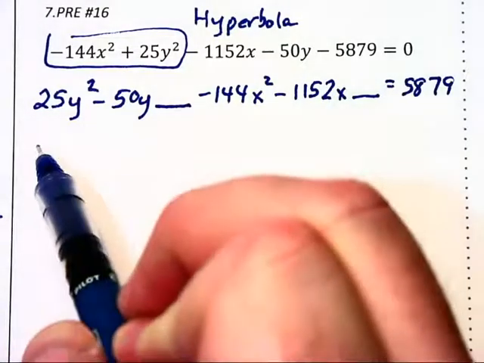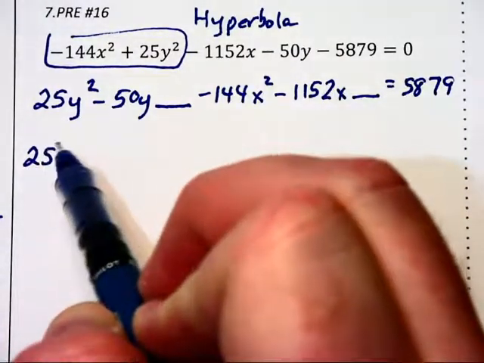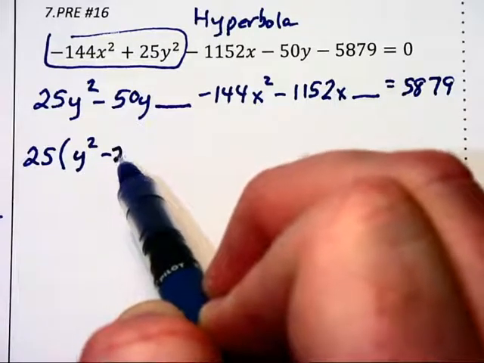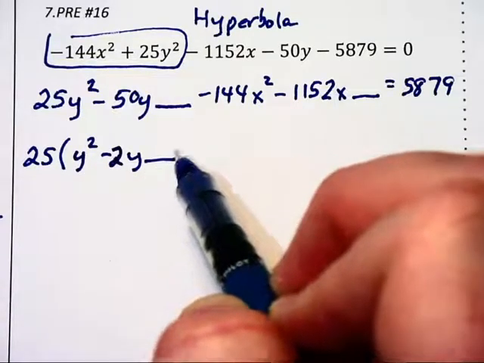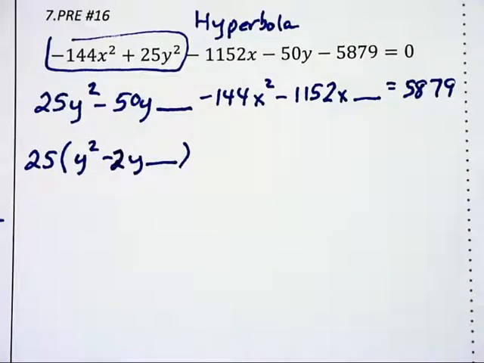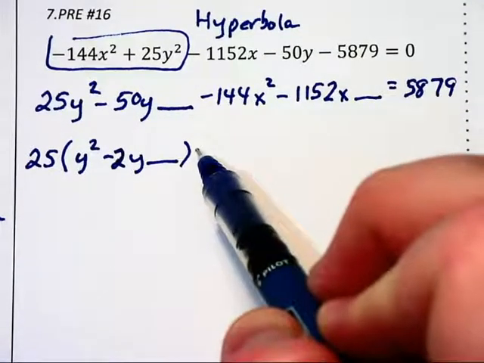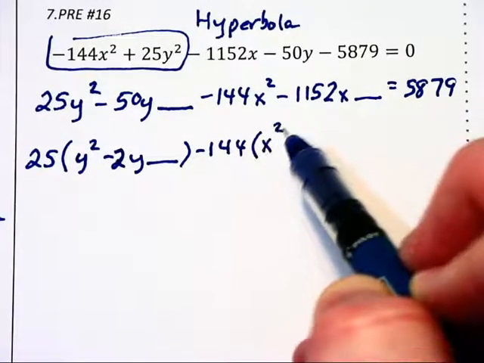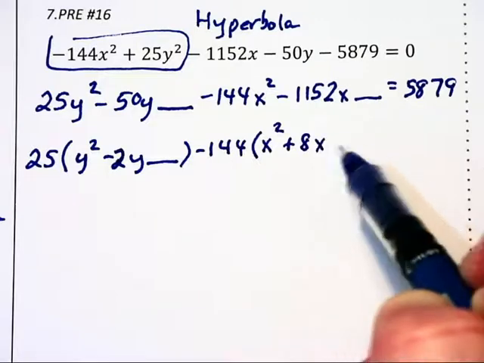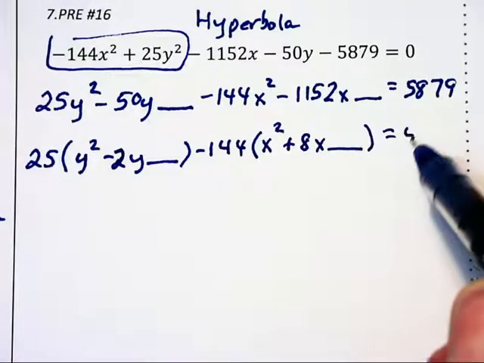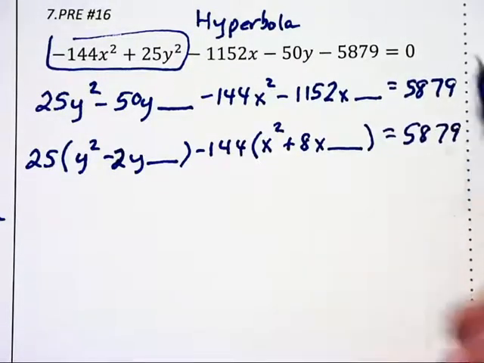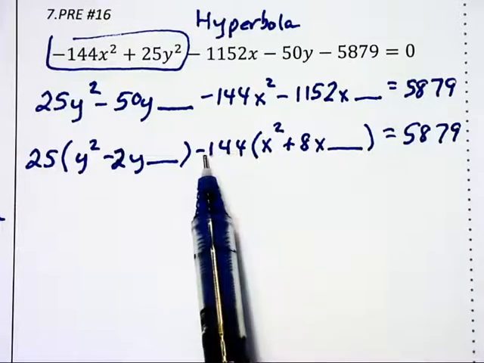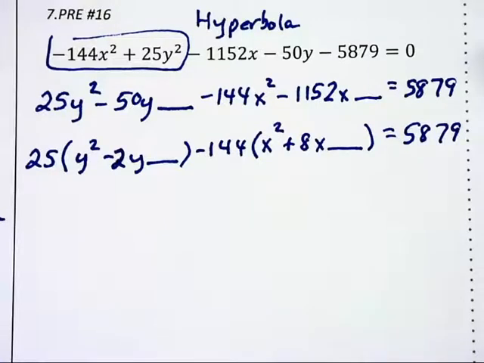We're going to factor out the leading coefficient. From the y grouping, 25 factors out, leaving y squared minus 2y, blank, close parentheses. And then from the x grouping, we can factor out a negative 144, and that will leave us x squared plus 8x, blank, close parentheses, equals 5879. Make sure that you change the sign in that second parentheses when you divide out that negative 144.